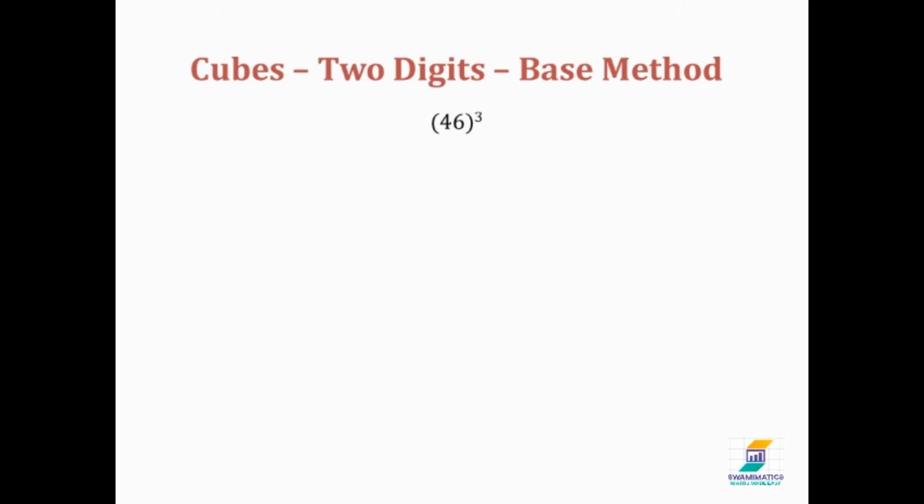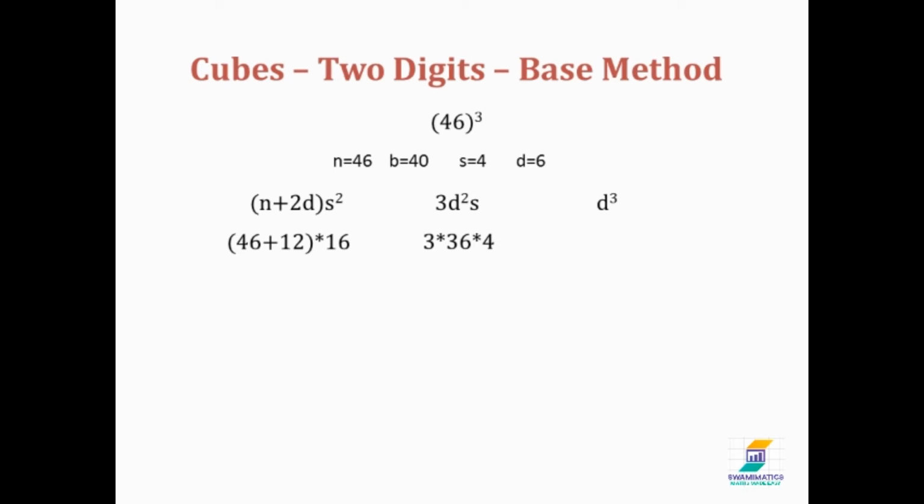Again, consider one more example. 46 cube. Here n is equal to 46. The base is 40 and the sub base is 4. D is equal to 6. As usual, n plus 2d s square, 3d square s and d cube. What is the first term? 46 plus 12 into 16. The next one is 3 into d square, 36 into 4, the last one is d cube, 6 cube, which is 216. So the first one is 58 into 16.